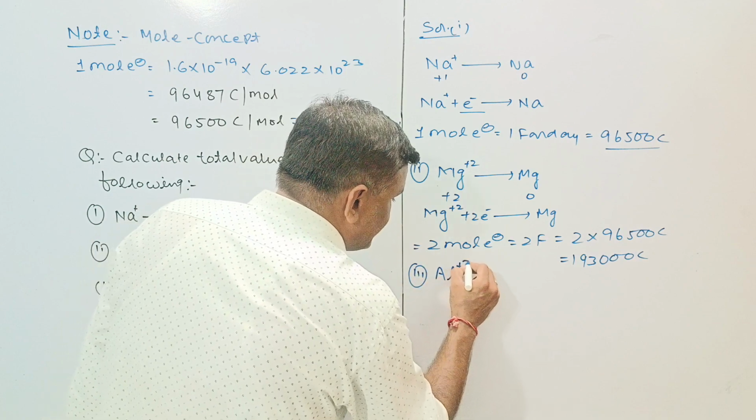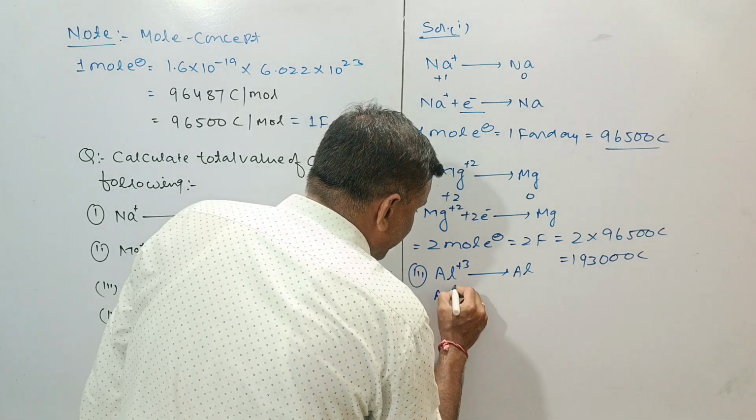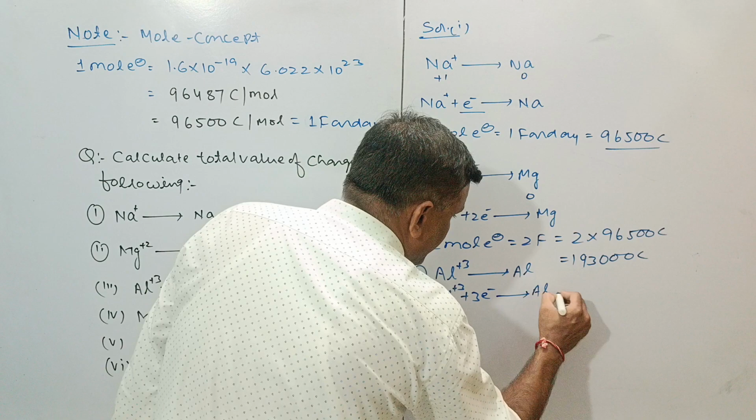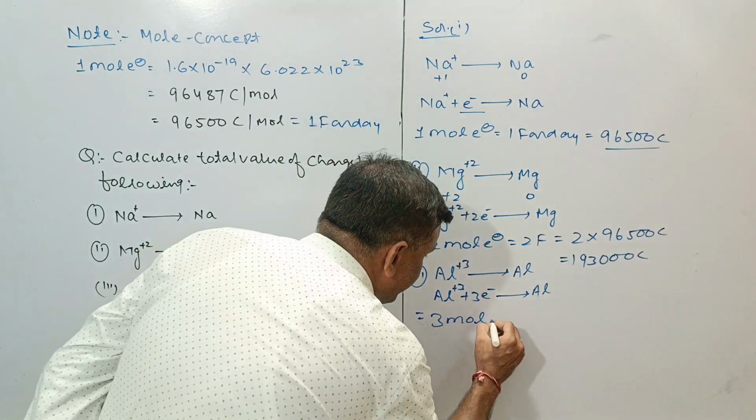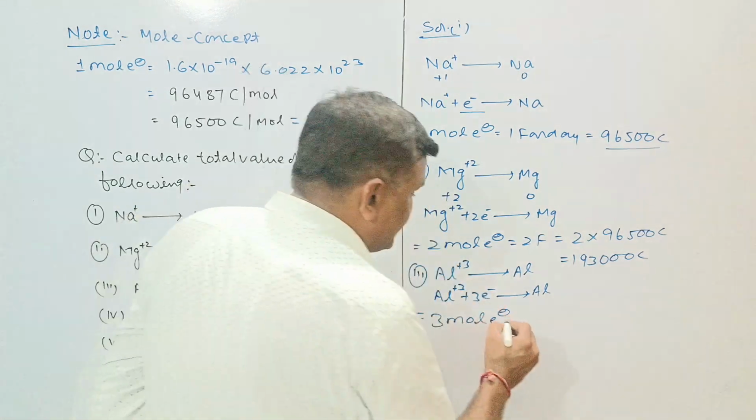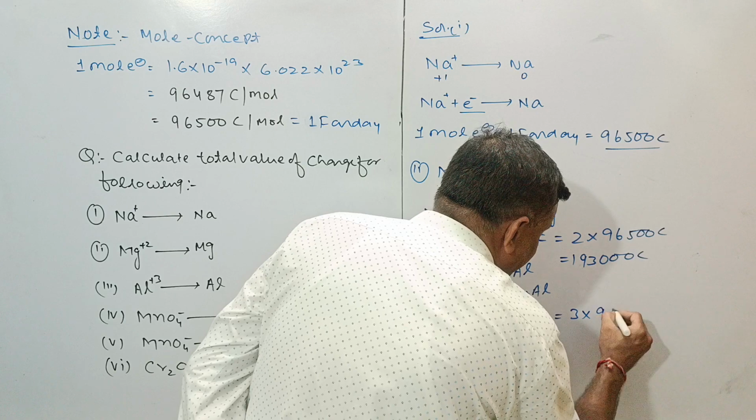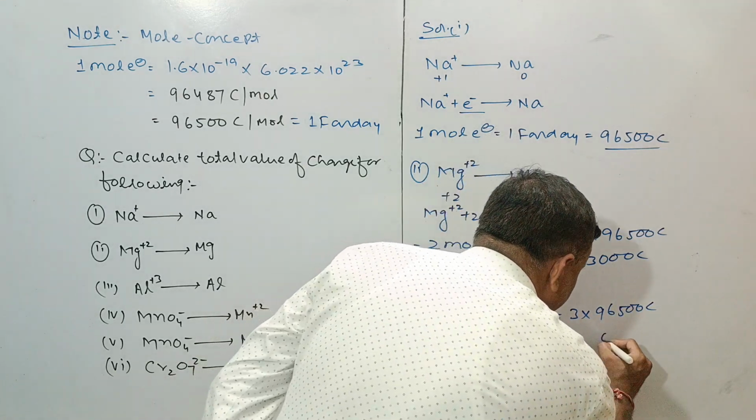This is Al plus 3, changes in Al. Here we will require just 3 electrons. So we can say here we will require 3 moles of electrons. 3 moles of electrons means 3 Faraday charge, as 3 into 96500 Coulomb.